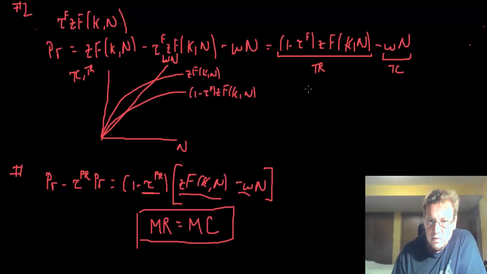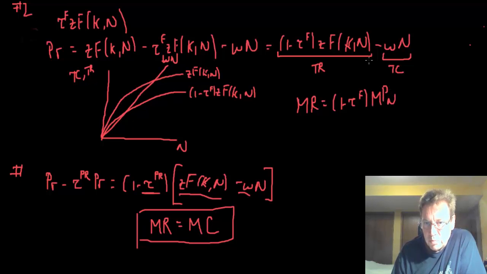I'll give you a hint. Here, marginal revenue gets directly affected by this tax rate. And this is then marginal product. Let me clean that up. So the marginal revenue is just after-tax marginal product, and marginal cost is just the wage, as always.